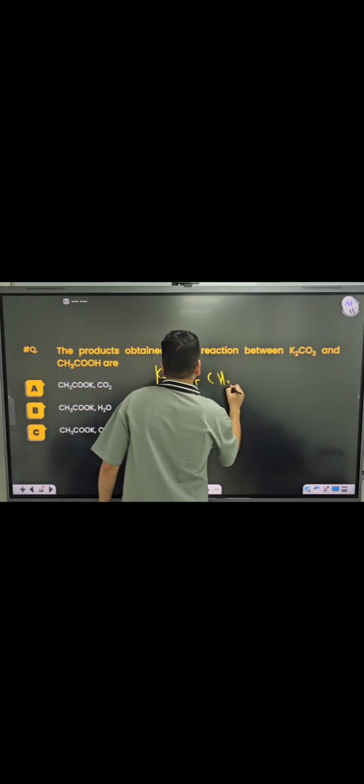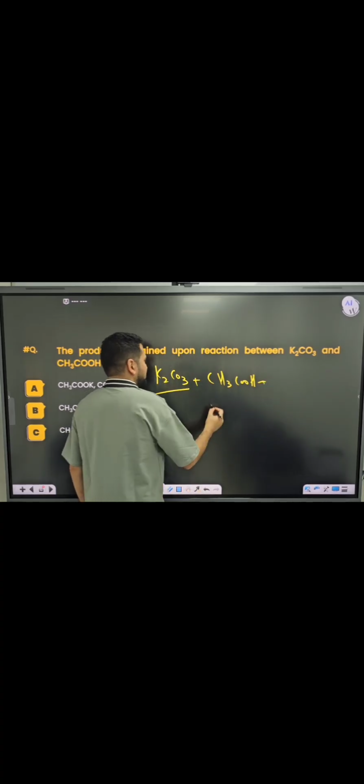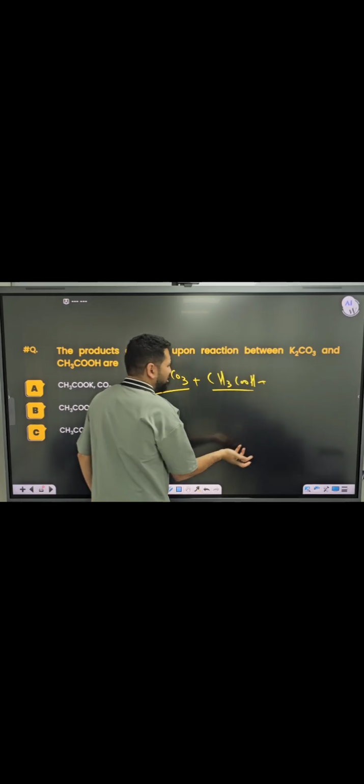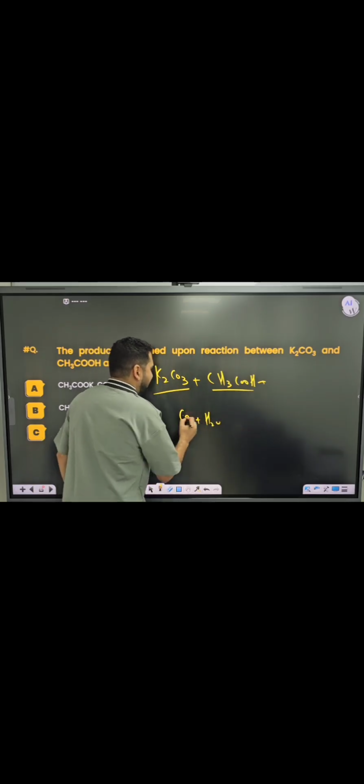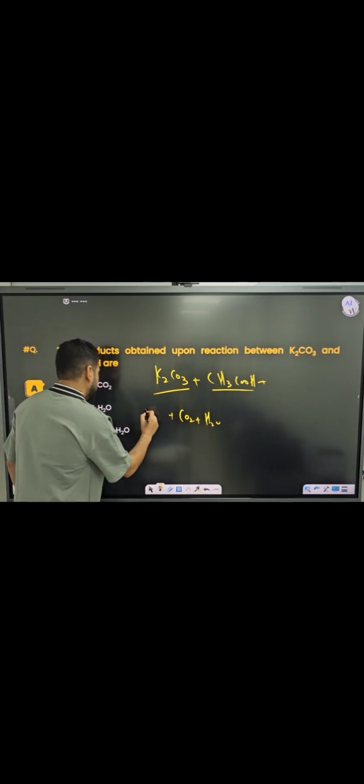The simple question is, the product obtained upon reaction between K2CO3 plus CH3COOH. This is a metal carbonate, but this time it's potassium carbonate, and this is an acid. What will be the product? Guys, I told you, products will be CO2, water, and like in the previous case it was sodium ethanoate, now here it's potassium ethanoate. So option C will be the right answer: CH3COOK, CO2, H2O. Done?